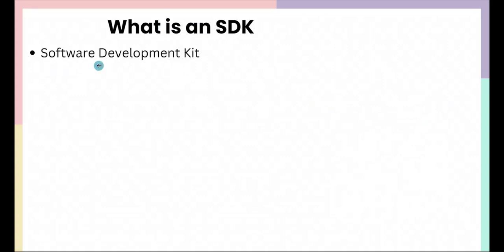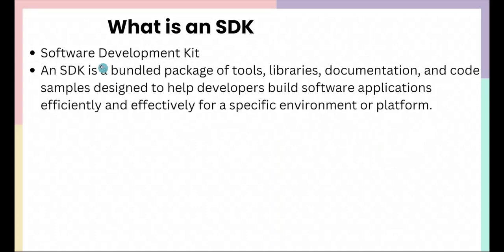SDK is short for Software Development Kit. So what it means is it's a bundled package of tools, libraries, documentation, and code samples that is designed to help developers build software applications efficiently and effectively for a specific environment or platform. In this case, the platform is AWS. So AWS is going to provide us a package of tools, libraries, documentation, and code samples, everything in one place, so that we can make use of it and develop applications in AWS using Python. Okay, so that is a high level definition of what SDK means.